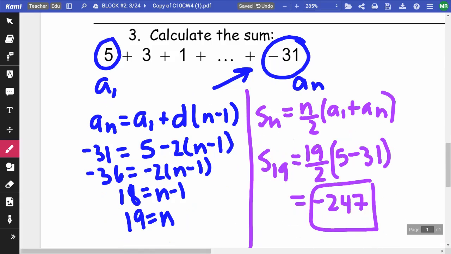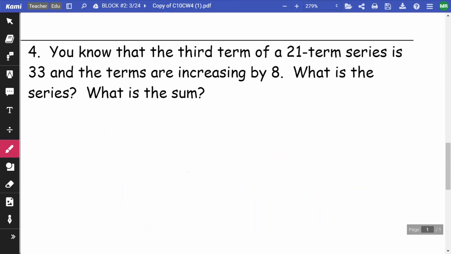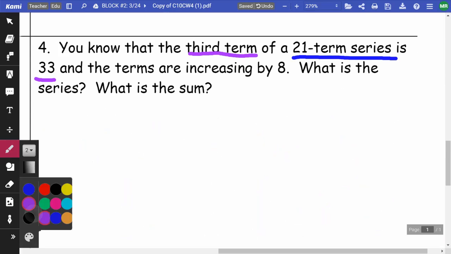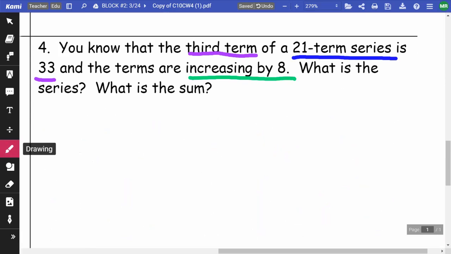And now let's take a look at number 4. Okay, so on number 4, you know that the third term of a 21 term series is 33. We also know that it is increasing, each of the terms is increasing by 8. We want to find the series and we want to find the sum.